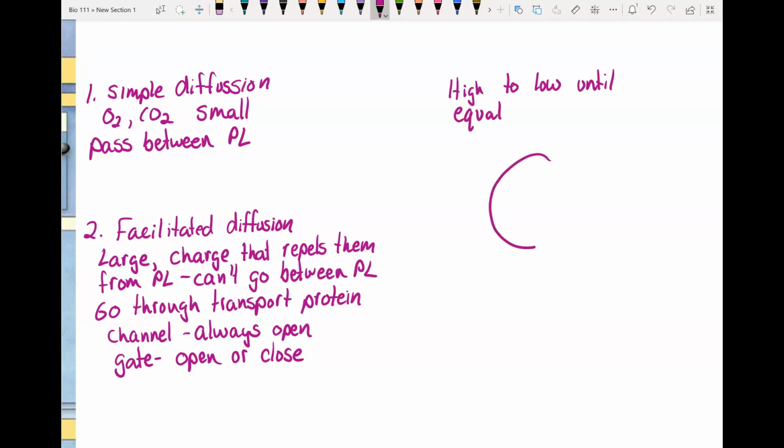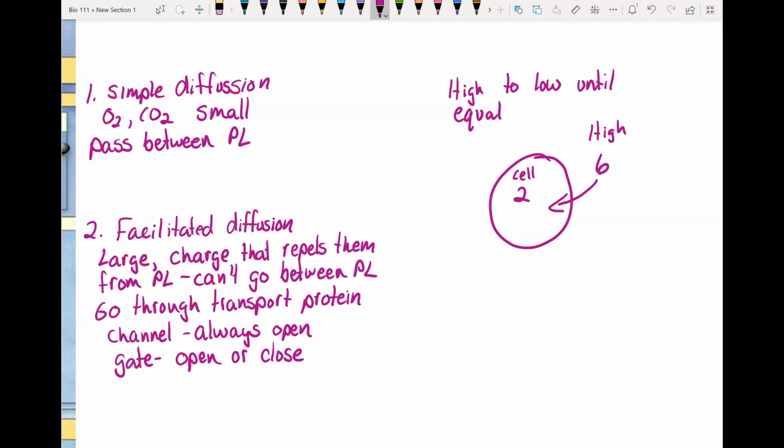If we have a cell and we have 2 of the molecule in the cell, and out in your tissue fluid you have 6 of that molecule. Well, this area would be the high, inside your cell would be the low. So we're going to move this way, high to low.